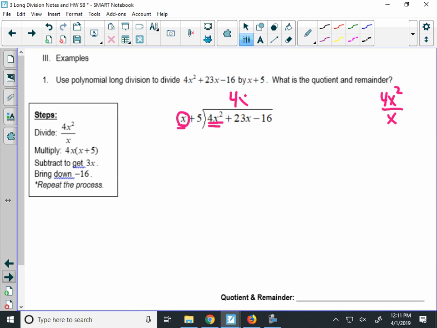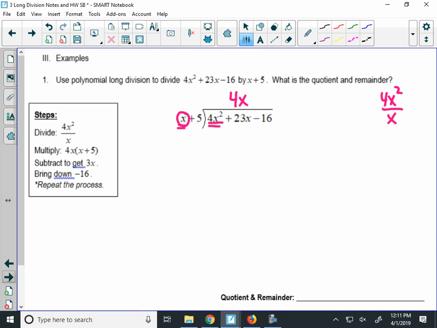So we're going to put a 4x on the top. Now, formally, we would put the 4x over the x term. If you don't do that, it's okay. But the formal way to do it would be to put the x's over top of the x's. Right? So that's the first step. 4x squared divided by x.